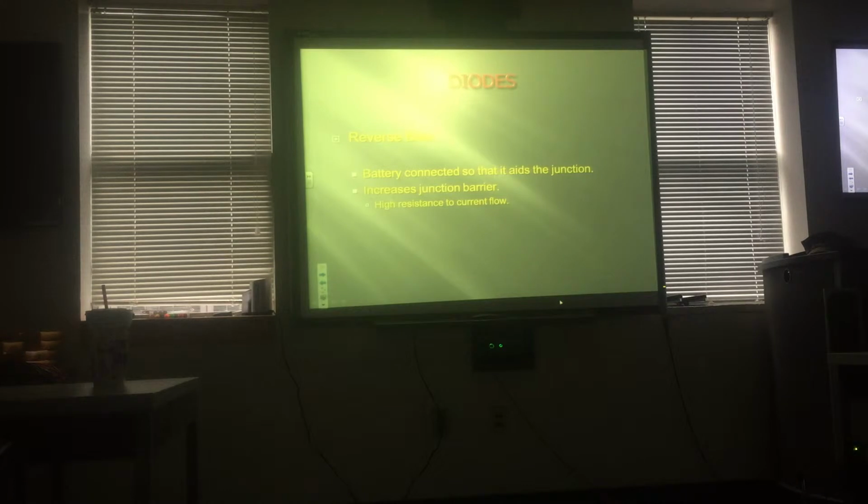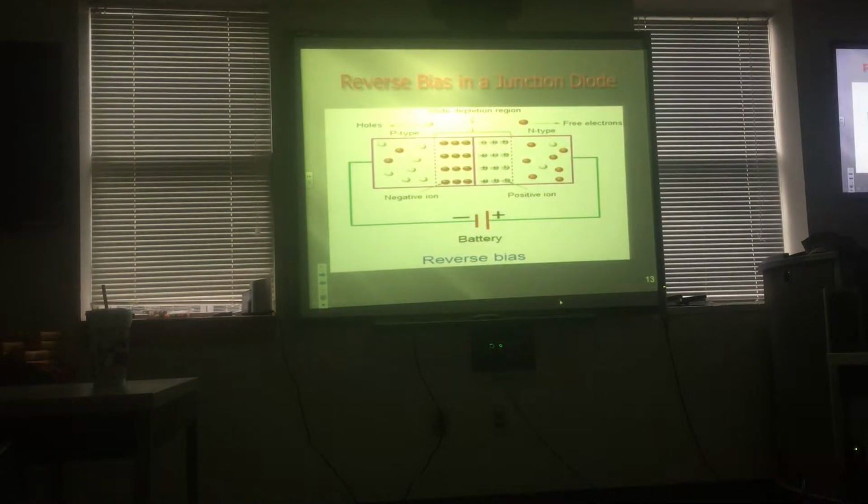So now reverse bias is obviously quite the opposite, where a battery is connected so that it aids the junction and creates a large junction in that region. It increases the junction barrier, which obviously increases resistance to current flow. High resistance also creates heat, so remember that. Too much voltage, too much current will essentially damage that semiconductor.